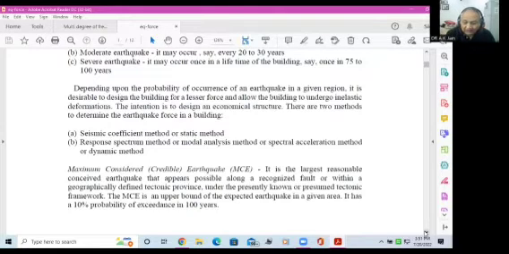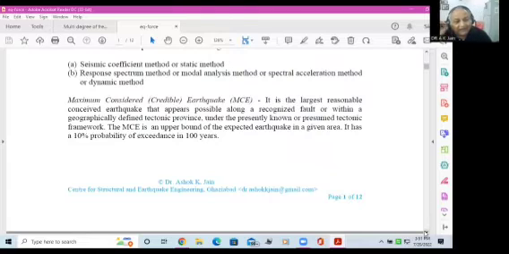Now, there are two definitions of earthquakes. One is the maximum considered earthquake, MCE. This definition was there in the 2002 edition of the 1893 code. It has been deleted in the 2016 edition, which in my opinion was a very irresponsible act. It shouldn't have been deleted. We need the definition, and therefore we must understand the meaning of MCE. It is the largest reasonably conceivable earthquake that appears possible along a recognized fault or within a geographically defined tectonic province under the presently known or presumed tectonic framework. MCE is an upper bound of the expected earthquake in a given area. It has a 10% probability of exceedance in 100 years.